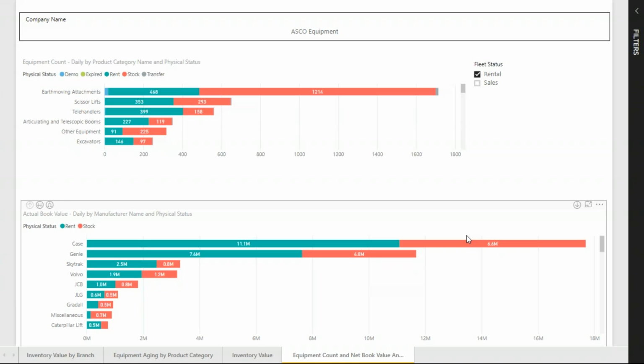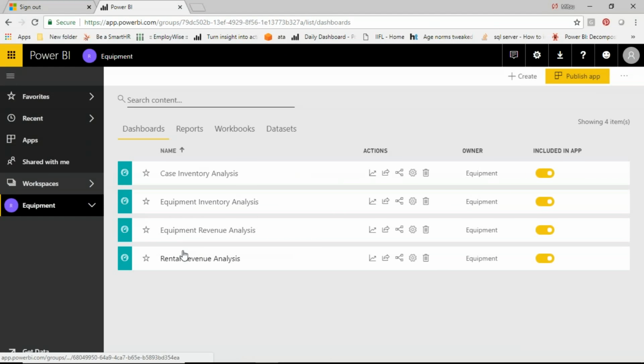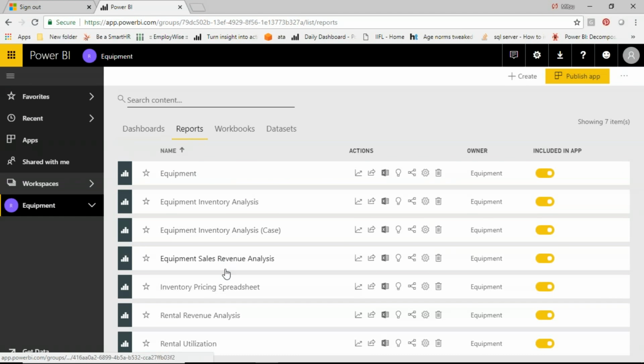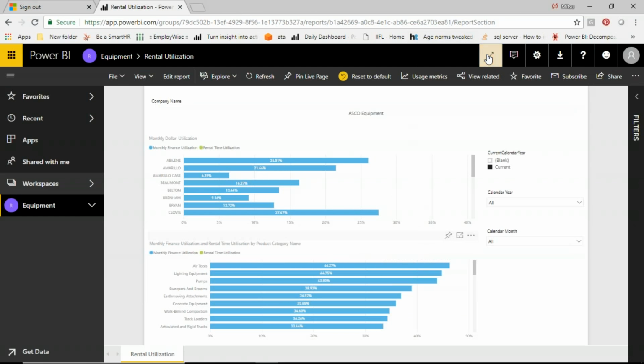You have Caterpillar lifts? Just in a few branches. You do a lot of Genie. Okay. So that's on that front. It's not refreshing as quickly.